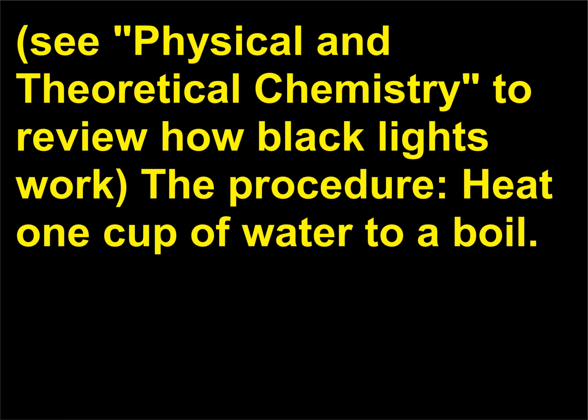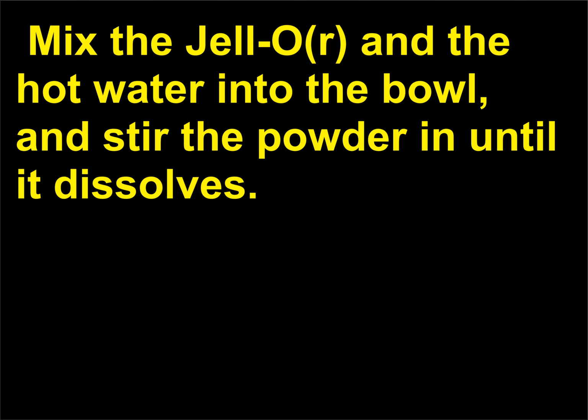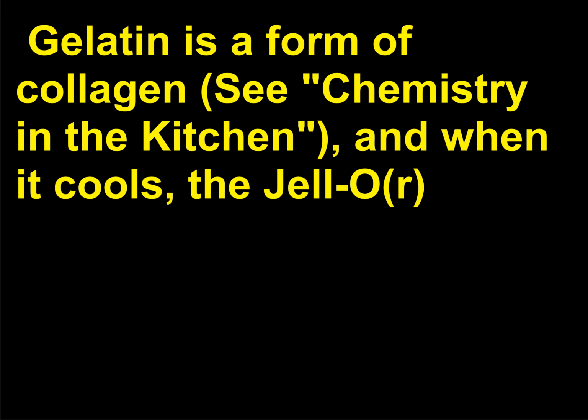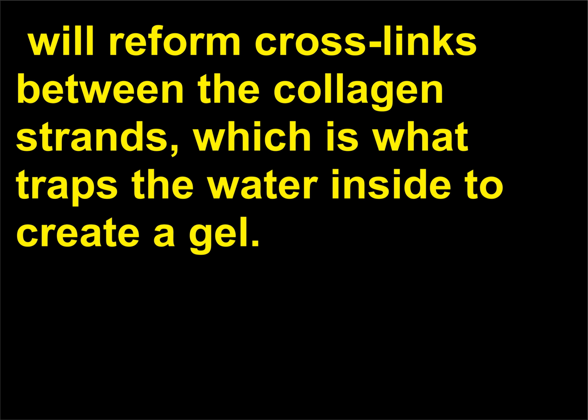The procedure: heat 1 cup of water to a boil. Mix the Jello and the hot water into the bowl, and stir the powder in until it dissolves. The hot water helps the gelatin to dissolve and disperse evenly throughout the solution. Gelatin is a form of collagen, see Chemistry in the Kitchen, and when it cools, the Jello will reform cross-links between the collagen strands, which is what traps the water inside to create a gel.